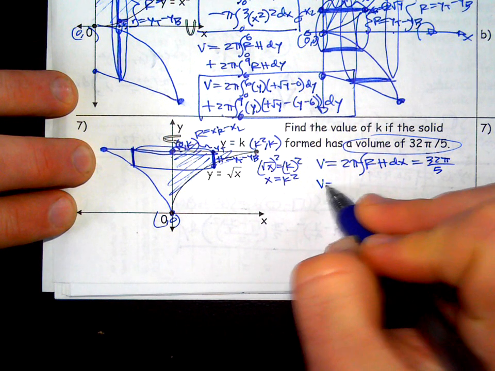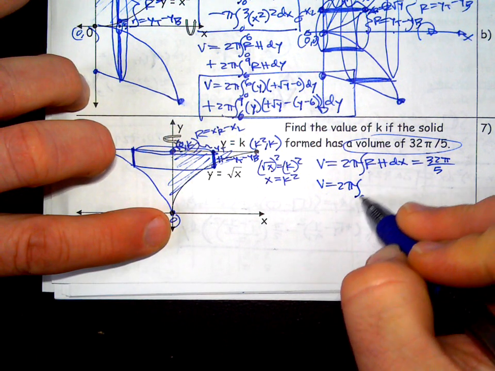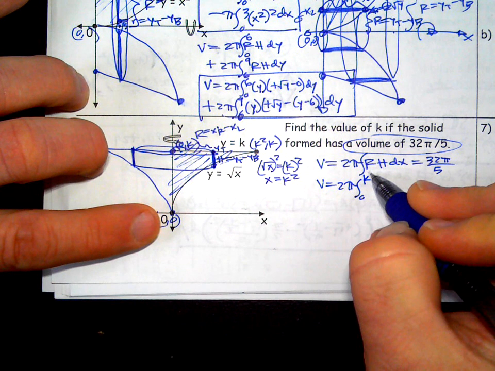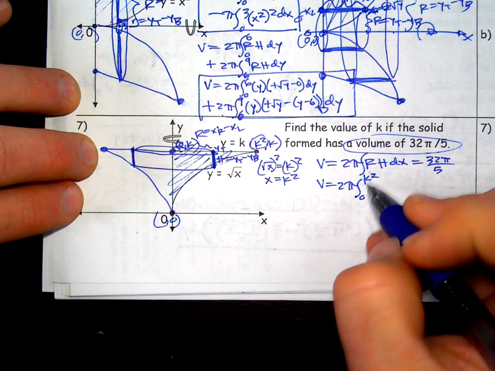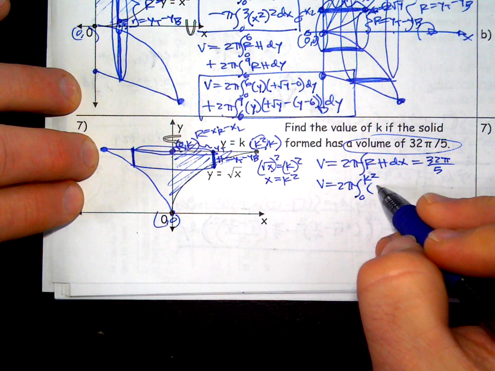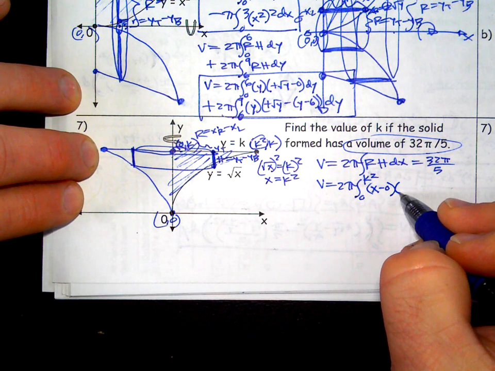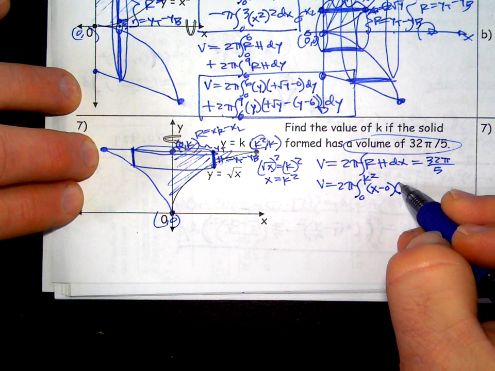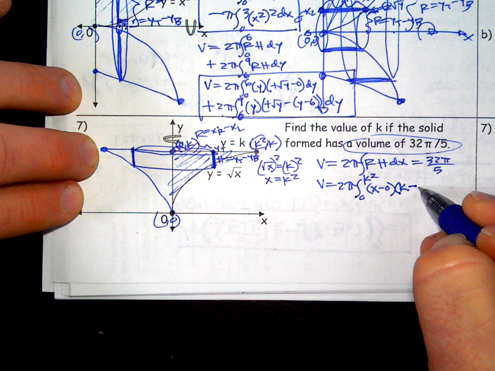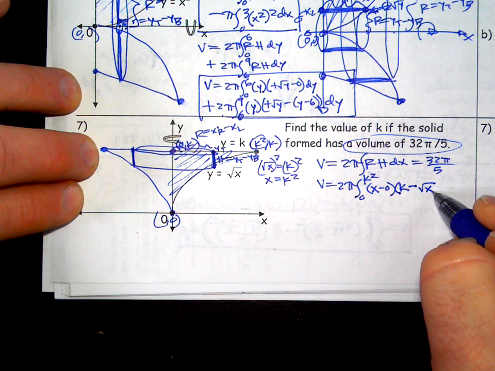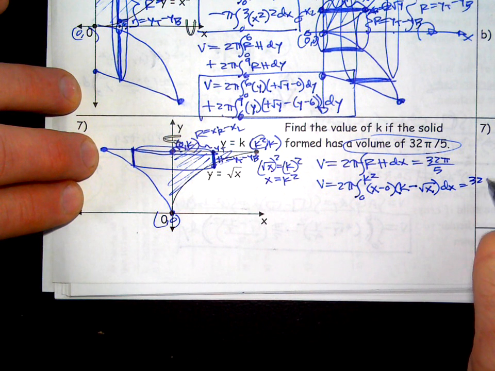And so the limits are going to be in the x direction, 0 to k squared. You need that x coordinate. You got to find that intersection point. The radius is whatever x value we're at minus 0, which is x. The height is going to be y top, which is k all the time, minus y bottom, which is the square root of x, dx. And that's supposed to equal 32 pi over 5.